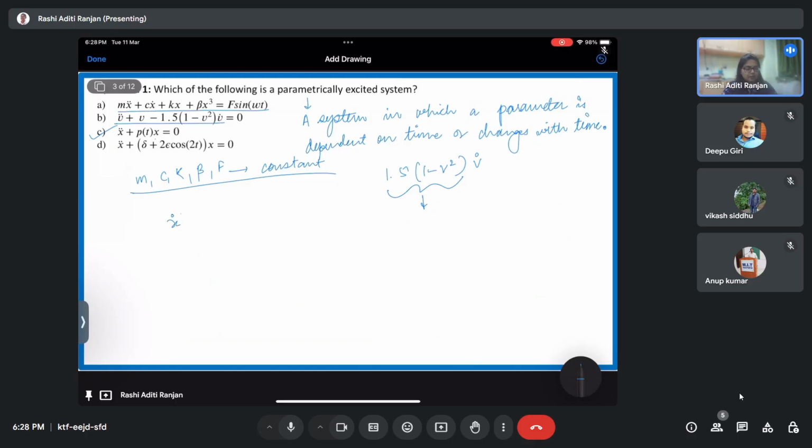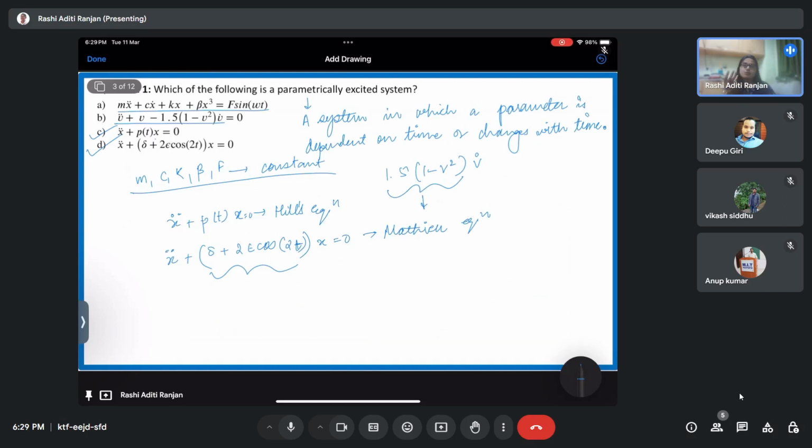And if you remember, this is also known as the Hill's equation, right? And then option D is also correct, because it has a parameter, cos 2t multiplied with x equals 0. So this is essentially a parameter which is dependent on time. It is changing with time, and this is known as the Mathieu equation.